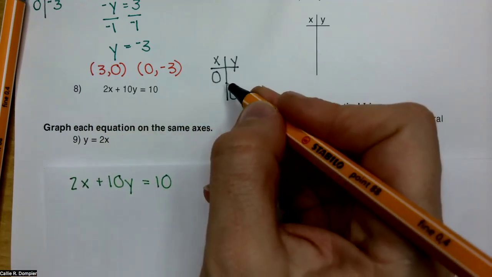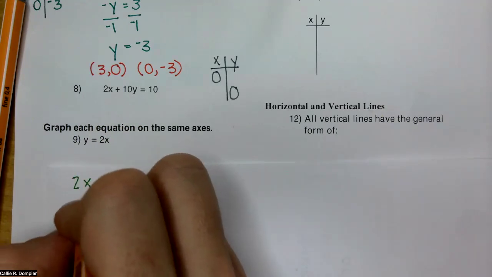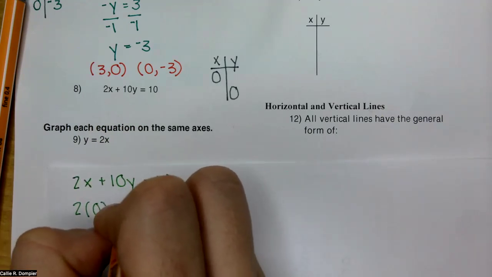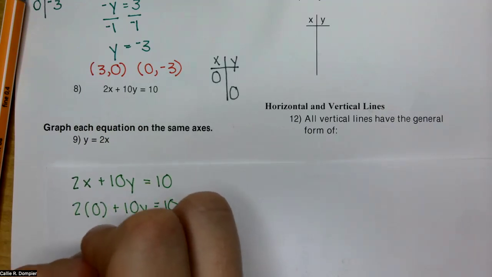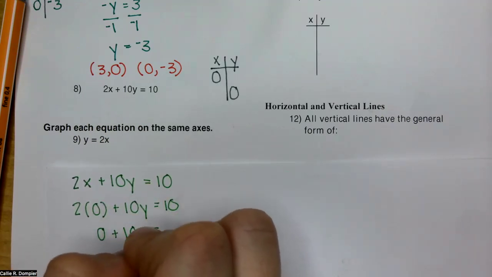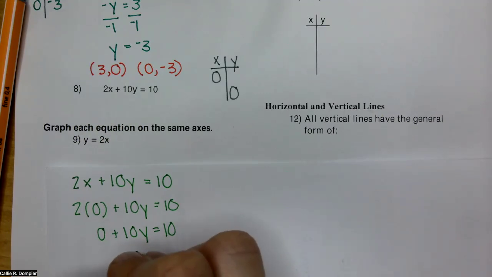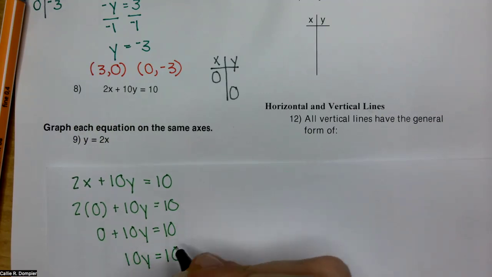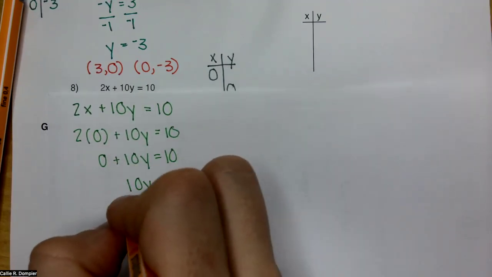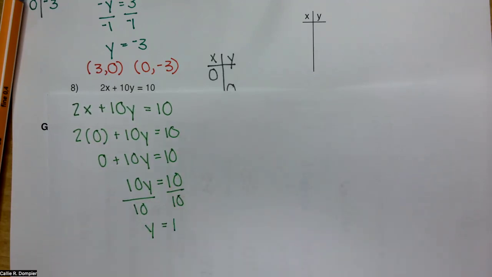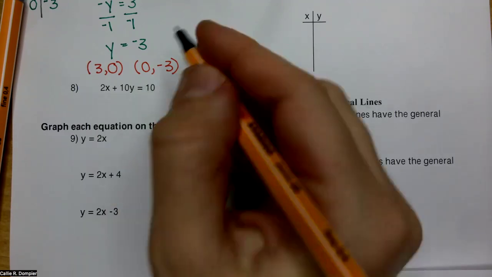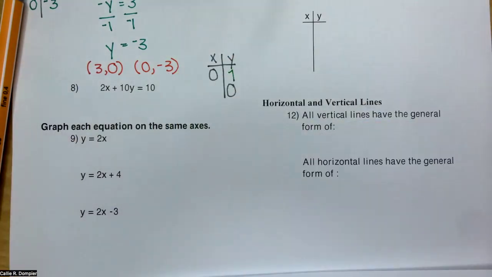So if I have 2x plus 10y equals 10, and I'm going to put 0 in for x, I'm going to say 2 times 0 plus 10y equals 10. 2 times 0 is 0. 0 plus 10y equals 10. 10y equals 10. Get y alone by dividing by 10. Y equals 1. Okay? So when x is equal to 0, y is equal to 1.